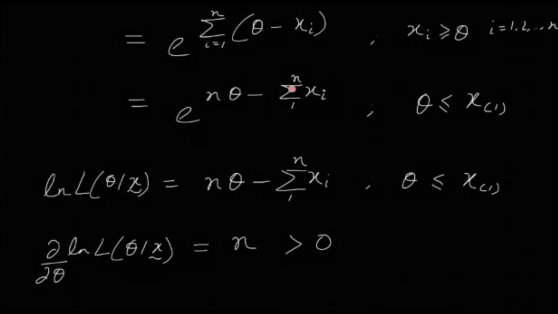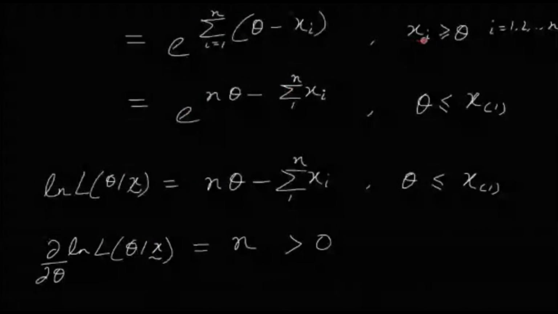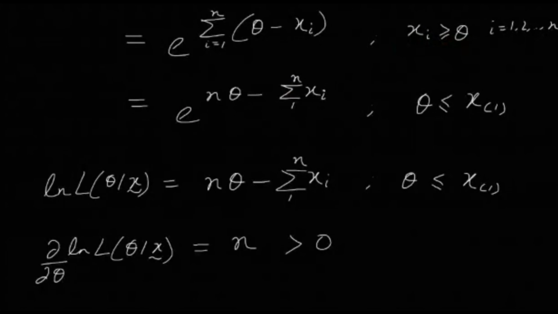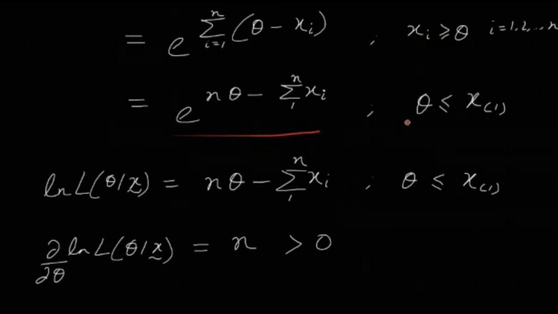Now remember, each of the xi's has to be greater than or equal to theta, which basically means that the minimum of them is greater than or equal to theta, right? If all of x1, x2 up to xn are greater than or equal to theta, then the minimum of them is greater than or equal to theta. This is the equivalent condition. So that means theta is less than or equal to x order 1, the smallest order statistic, right? So the likelihood function is this if theta is less than or equal to x order 1, and 0 otherwise.